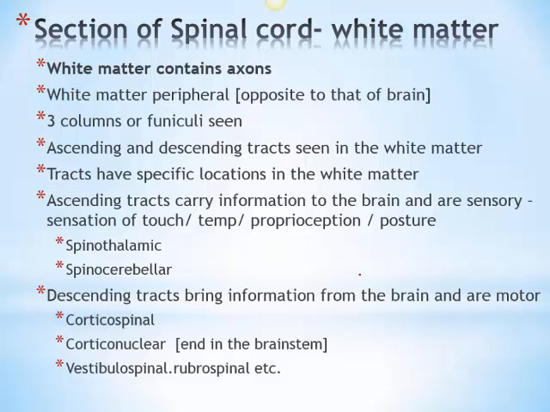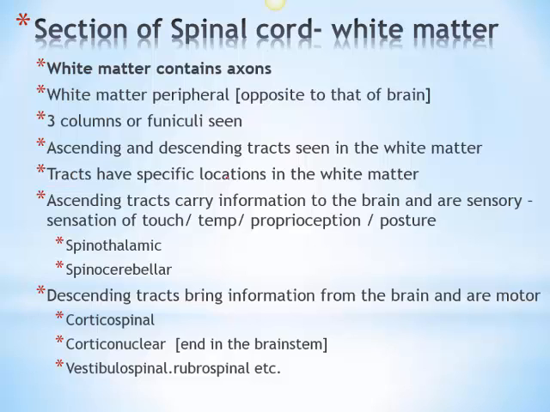So you have tracts which go up to the brain, carrying sensory information, so they are known as ascending tracts. You have tracts which come down from the brain, bringing motor information. Those are known as descending tracts. And these tracts are not in a haphazard fashion. So there is a tract which carries pain and temperature. It lies in a particular area.